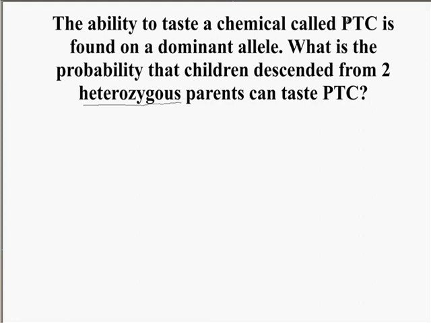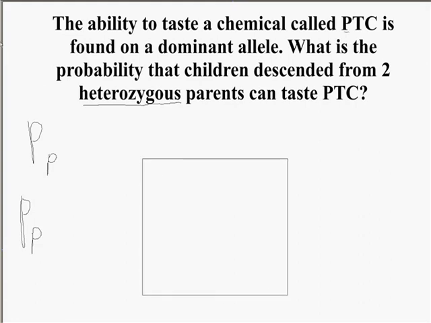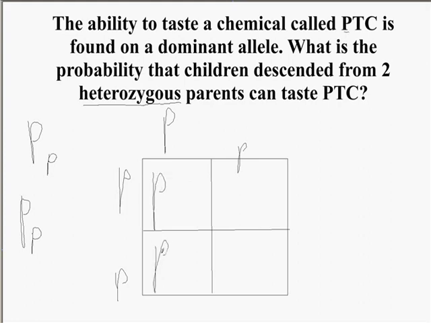And I'm going to use the letter P for this allele because it's PTC. So the parents were both capital P, lowercase p. So we're looking at the children here, so we're going to have to use a Punnett square to determine the possible results of this cross. And just like before, we're going to fill in capital P, lowercase p, capital P, lowercase p. Pulling this capital P down, this lowercase p down, this capital P across, and this lowercase p across.